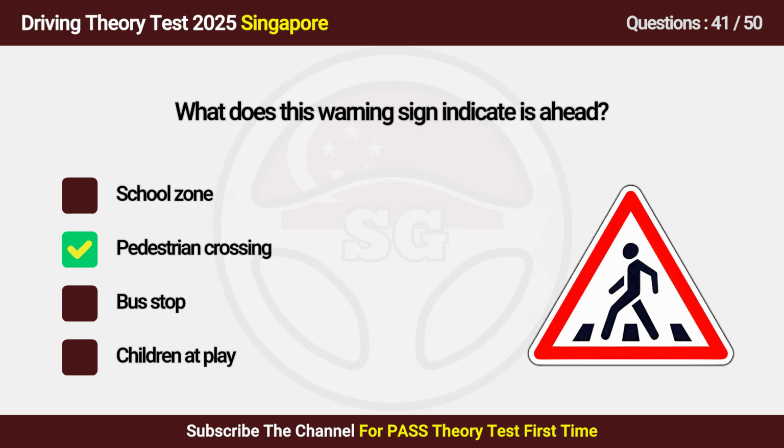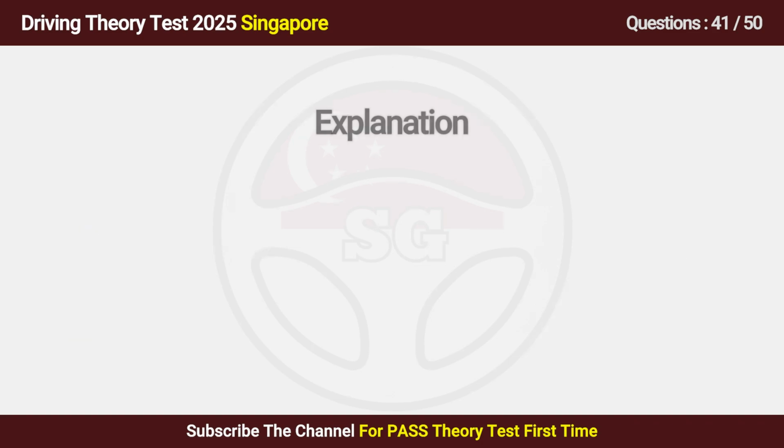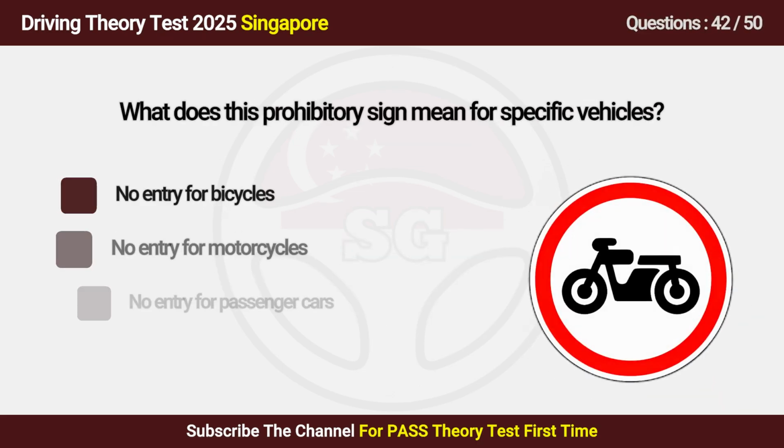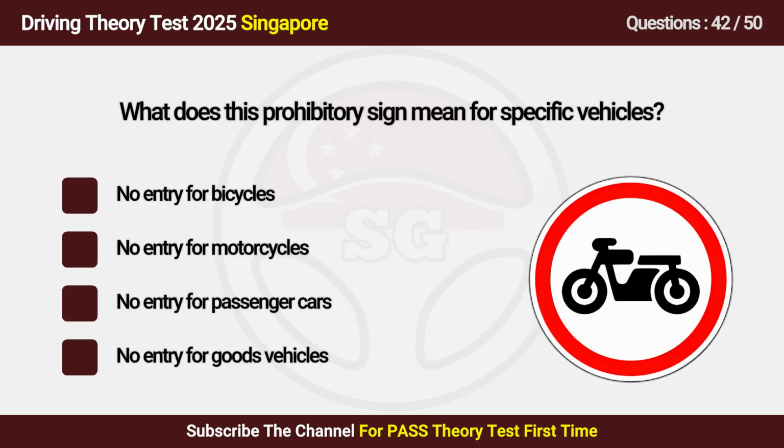Answer is B. Pedestrian crossing. This warning sign indicates a pedestrian crossing ahead. Drivers should slow down, be alert for pedestrians, and be prepared to stop to give way. Question 42. What does this prohibitory sign mean for specific vehicles? A. No entry for bicycles. B. No entry for motorcycles. C. No entry for passenger cars. D. No entry for goods vehicles.